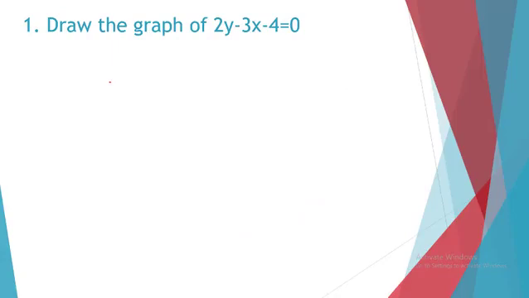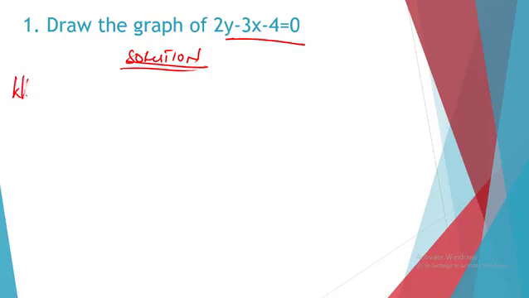We have a question on the screen. They said we should draw the graph of 2y minus 3x minus 4 equal to 0. Looking at this, no values of x or y is given, so therefore what we need to do is to assume that x is 0, and we impute it in the equation and find the value of y, and also impute the value of y to be 0 in order for us to find the value of x.